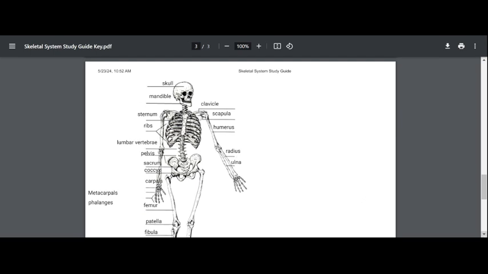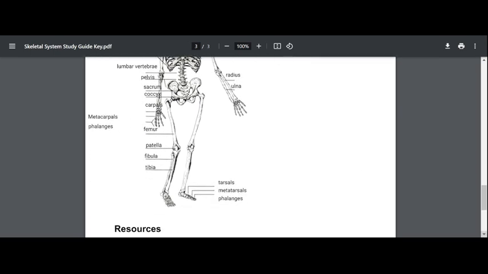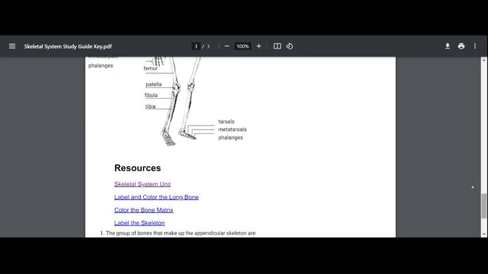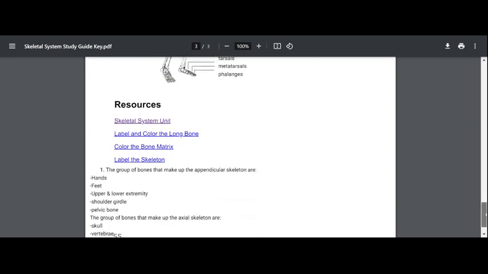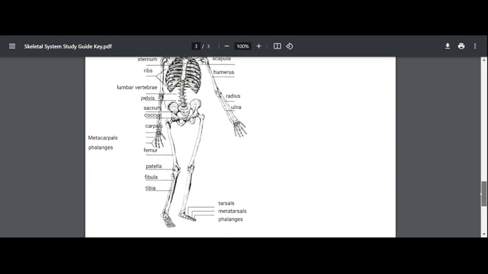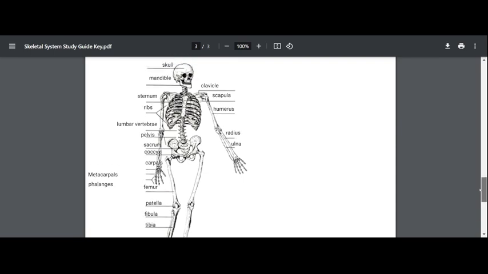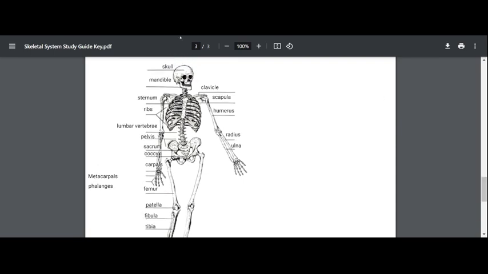Okay. And then, so again, this is the femur, the patella, and then right here you have the fibula and the tibia. So again, this is the tibia, and then this right here is the fibula, and we have the tarsals, metatarsals, and finally the phalanges. So that is our skeletal.